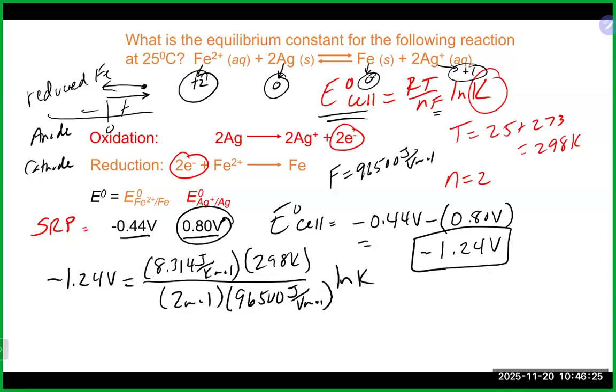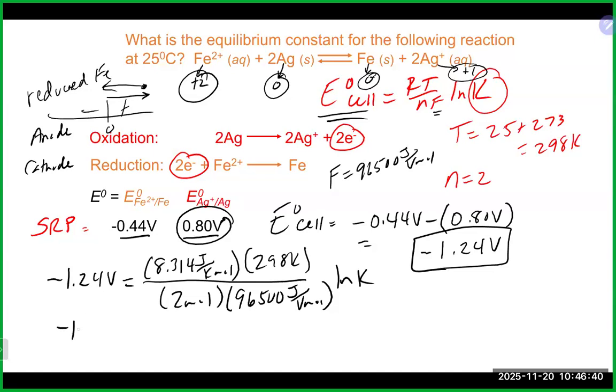Just going to clean up, I think, before the natural log there. So we'll go 8.314 times 298 divided by 2 divided by 96,500. If I punch the numbers, that would be even better.